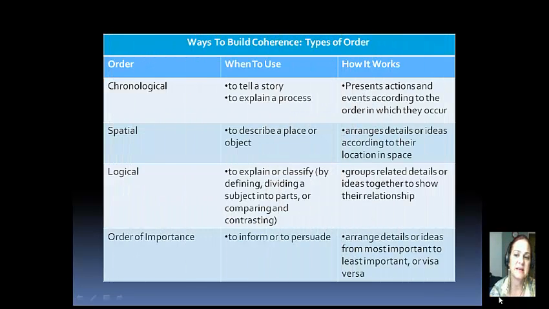So this gives us some examples with this chart, and I want you to pause this video at this point and get this chart down in your notes, because then when we talk about this, we have similar language and the same information. On the left column of your chart, you're going to see the types of order: chronological, spatial, logical, or order of importance. The middle column tells us when we're going to use that, and the last column tells how it works. So go ahead and get this information down, please. Thank you.